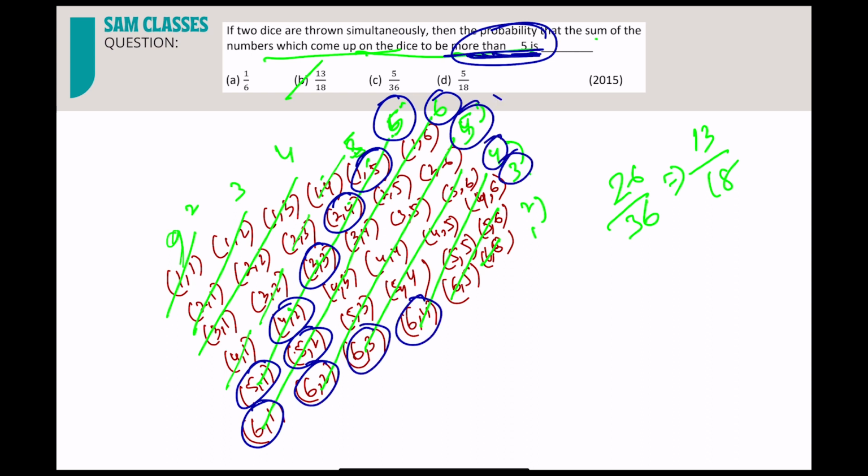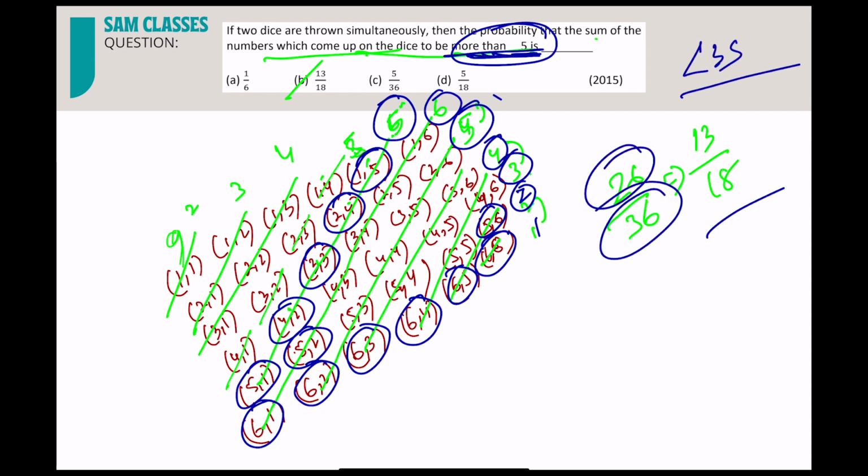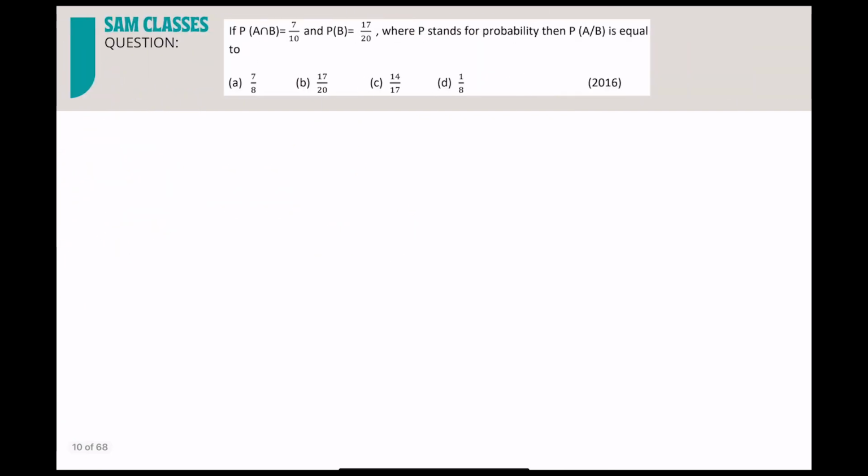For 10, we have 3 numbers. For 11, we have 2 numbers. And for 12, we have just 1 number. So if you add it up, you get 26 out of total 36, which is 13 by 18. It will take less than 3 seconds. Okay. Next question.